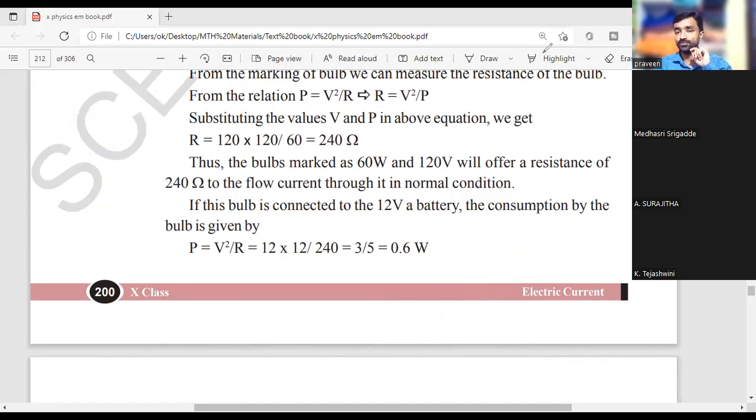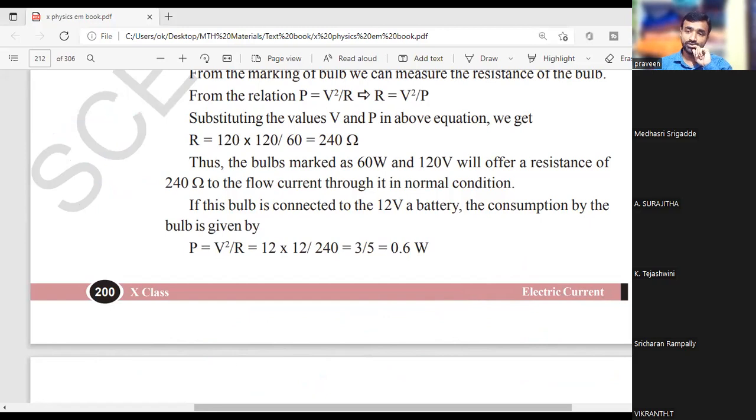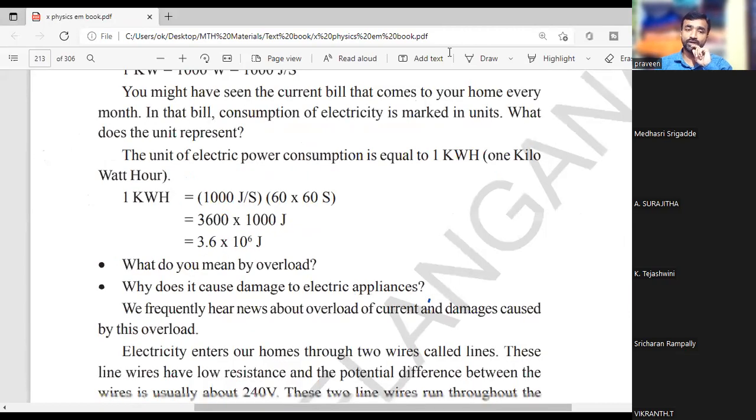So is it clear to you? Just give me your quick impression. Is it okay? So you got an idea? Yes. Right. So I got the meaning of 1 kilowatt hour is 1 unit. Then I know how to calculate resistance or current by knowing the power and the voltage. Right. So that is completed. Now we are having the discussion about overload.